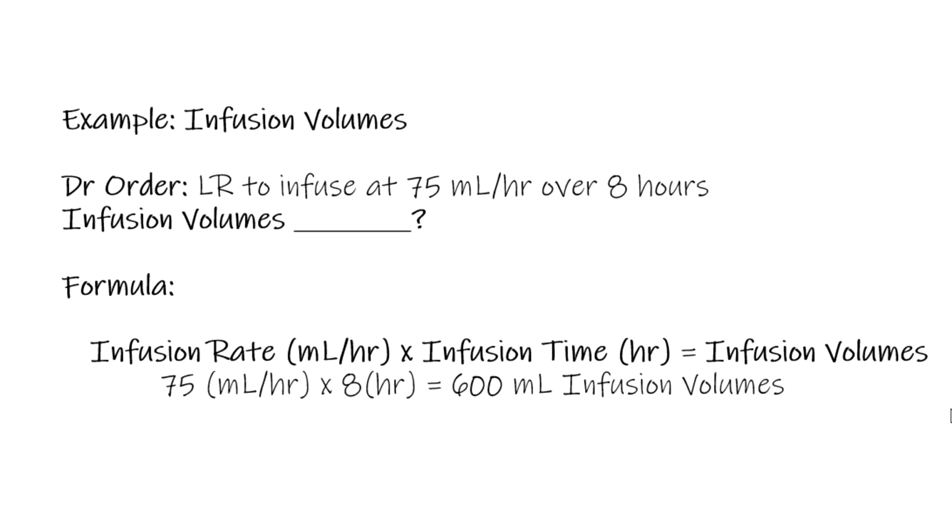The last one is infusion volumes. You have LR to infuse at 75 milliliters an hour over 8 hours. What is the infusion volume? Again, you look at the formula and plug in the information. So the infusion rate is 75 milliliters and it's to run over 8 hours. It equals 600 milliliters infusion volumes.